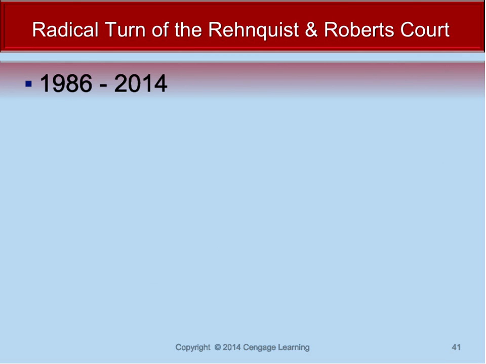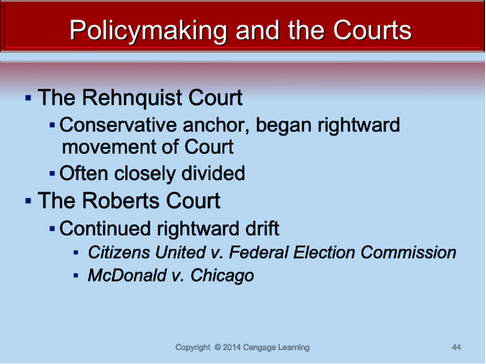Well, the conservative turn of the Supreme Court has been noticeable for about 20 years now. It began with the Rehnquist Court, which was often closely divided, and has continued with the Roberts Court. Two of the better-known conservative decisions were the Citizens United case, which has allowed virtually unlimited amounts of money to be contributed in political campaigns by those who have the money, even if it drowns out the voices of those who just vote but don't have money to contribute. And the McDonald v. Chicago case, which invalidated a local ordinance with respect to the regulation of guns.